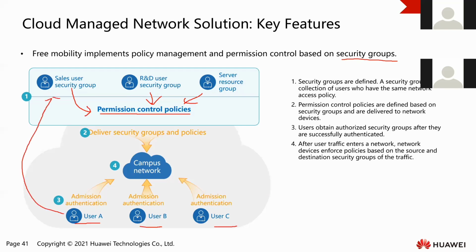Whenever this user connects to the campus network, our NCE will detect and know that this user belongs to the sales group. So it will apply this permission to the user, and user A will be able to access only the network for sales. So this is one of the benefits of free mobility.